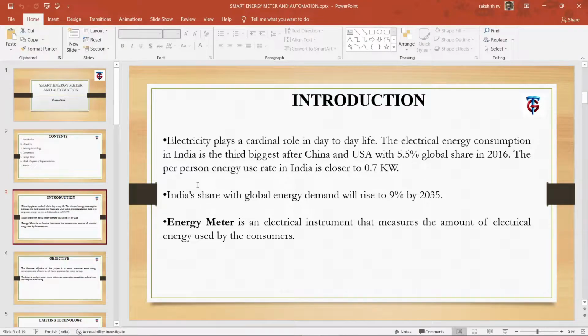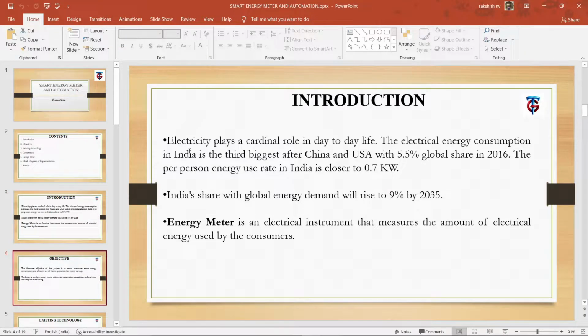So this is just the introduction about the energy statistics currently available as per 2016 data. Now, an energy meter is an electrical instrument that measures the amount of electrical energy used by the consumers. We can see them in our homes or offices everywhere, and these energy meters are installed by the government energy supplier companies, for example Bescom, etc. They basically just measure the amount of electrical energy that is being consumed by the consumers. So this is just about the energy meter, but we are actually doing the smart energy meter.